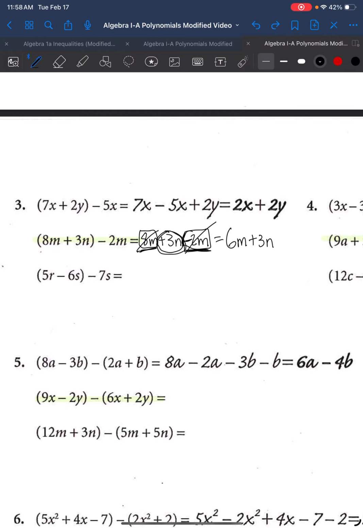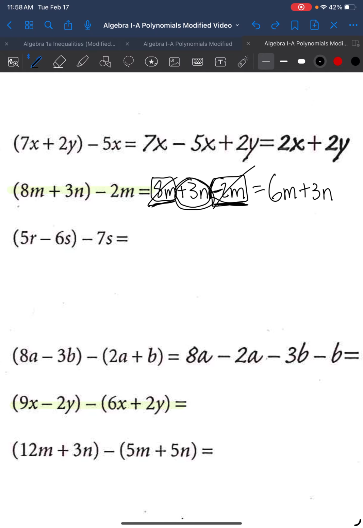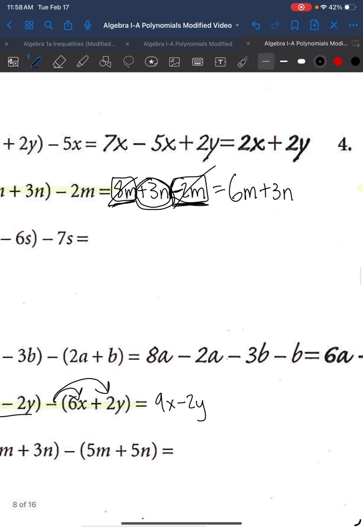So how I would do this is I would write this out in the way that's going to make our brain have the easiest time solving it, which is 9x, sorry. 9x minus 2y. Now this minus is subtracting the 6x and it's subtracting the 2y. So I'm going to write minus 6x, and then it's also minus 2y.